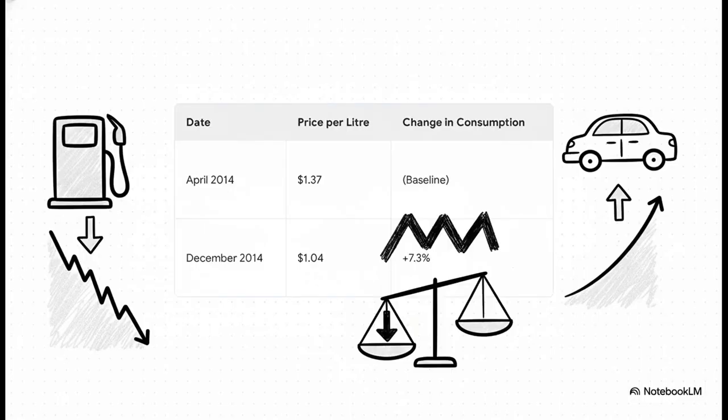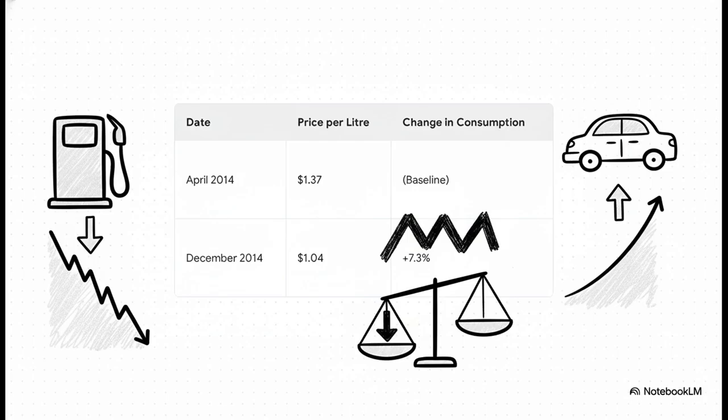Check this out. Here's some real data from 2014 in Canada. Gas prices took a nosedive. They dropped over 20% in just a few months. That is a huge price drop. But look at the consumption. It only went up by about 7%. So yeah, people reacted, but not by that much, right? It wasn't a one-to-one thing.